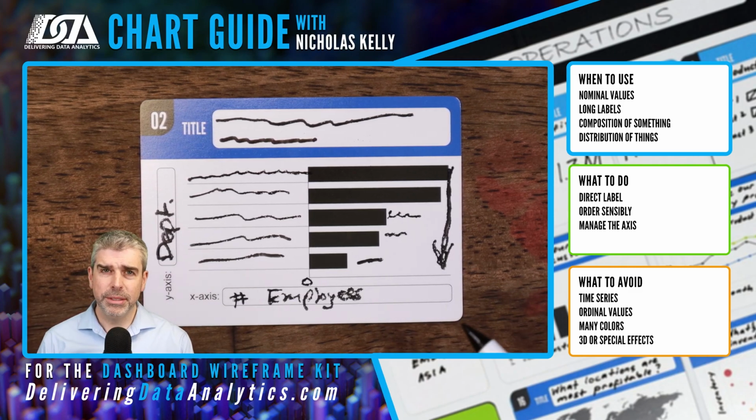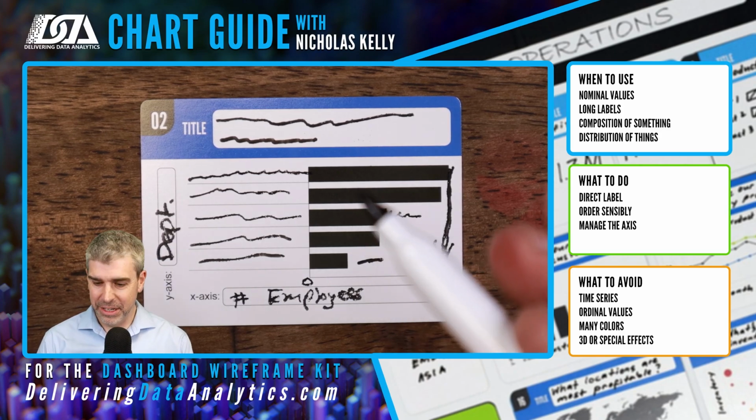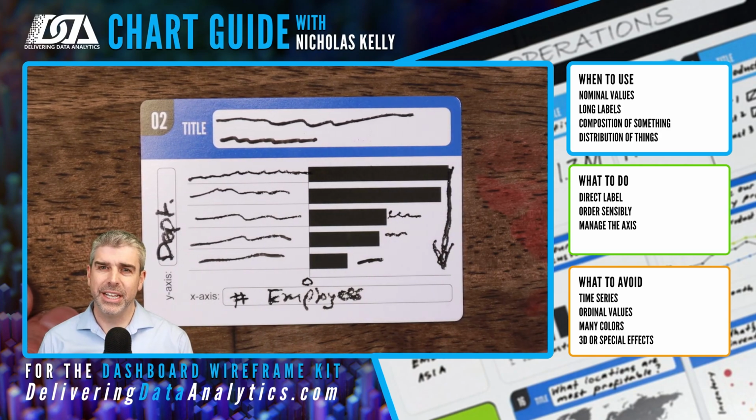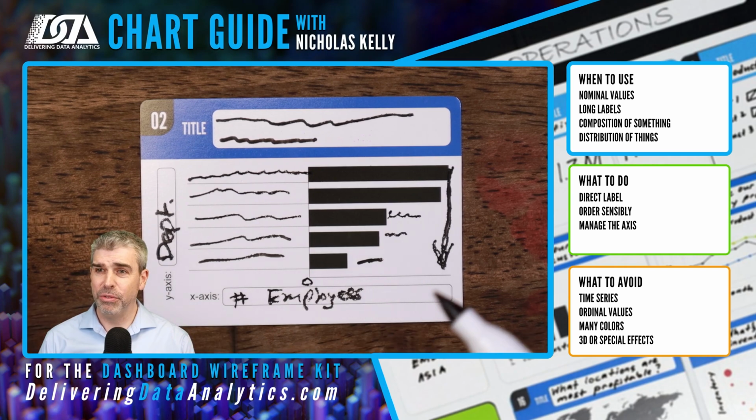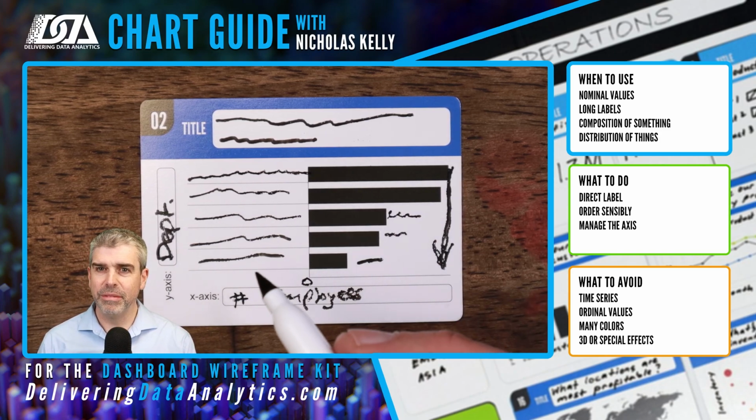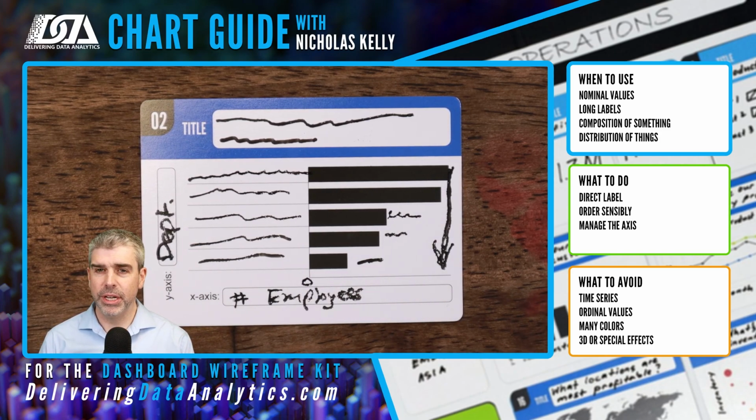Some things to avoid. Well, time series. It is not a natural way to present time. Any kind of ordinal value is generally better suited to the vertical bar. So anytime you're thinking of time or a sequence, one thing after the other, ordinal values, this isn't your chart. Vertical bar chart is the one to go to there.